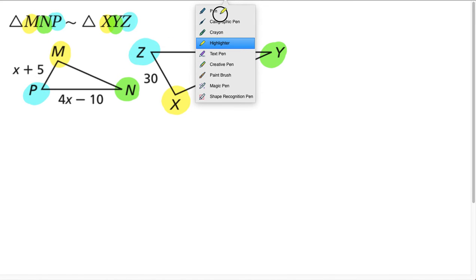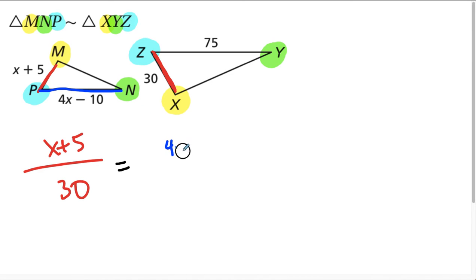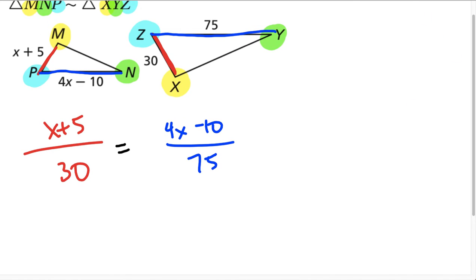So now let's take a look at our corresponding sides. We know that in between blue and yellow is x plus 5, and we must look for the blue and yellow. So blue here and yellow here, so that's 30. So now we know x plus 5 matches up with the 30. And then we look at this one right here, 4x minus 10, that's PN, which matches up with ZY. So we know that PN is 4x minus 10, and that matches up with ZY up here, so 75. The numbers are quite large, but if you're having a hard time, you can use a calculator.